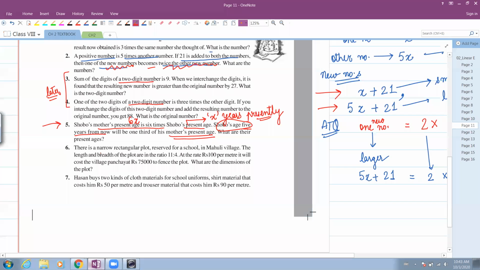So can anyone tell me what will be his age after 5 years? x plus 5. After 5 years, his age will be x plus 5 years.